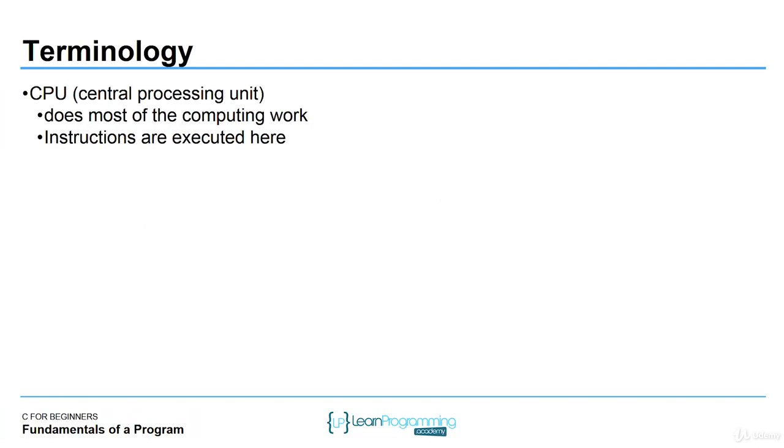Also, I want to talk about some basic terminology. The CPU, the central processing unit, is the brain of the computer. This is where most of the work is being done. This is where instructions are executed.